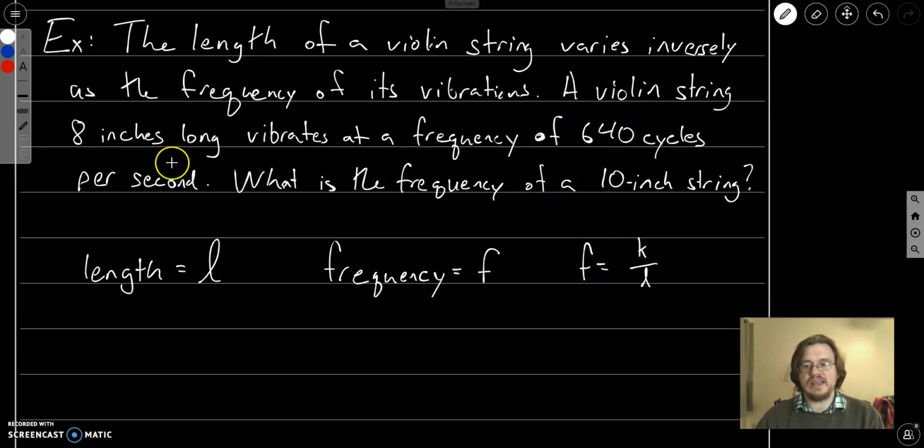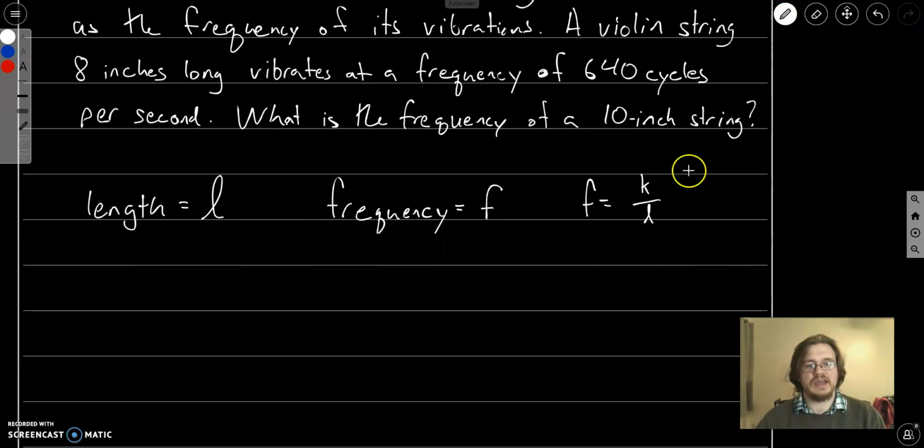A violin string that's 8 inches long vibrates at a frequency of 640 cycles per second, meaning that it's going back and forth 640 times each second. So the question is, what's the frequency of a 10-inch string, one that's slightly longer? So we have our equation here. f is the frequency, L is the length of the string, k is some unknown constant, but we can figure that out. A string that's 8 inches long is going to vibrate at a frequency of 640 cycles per second.